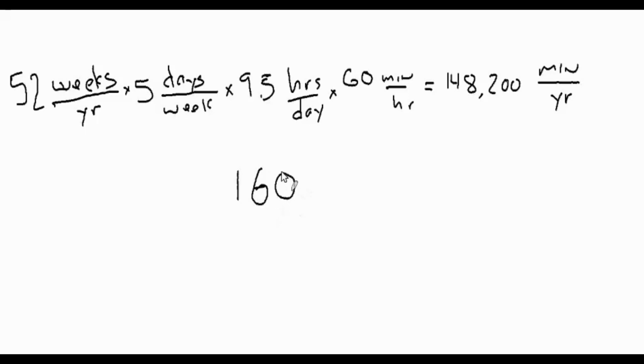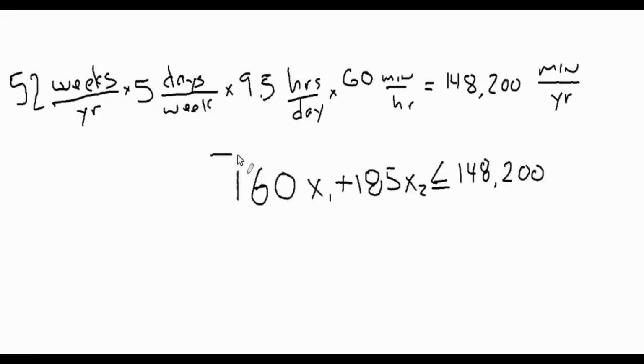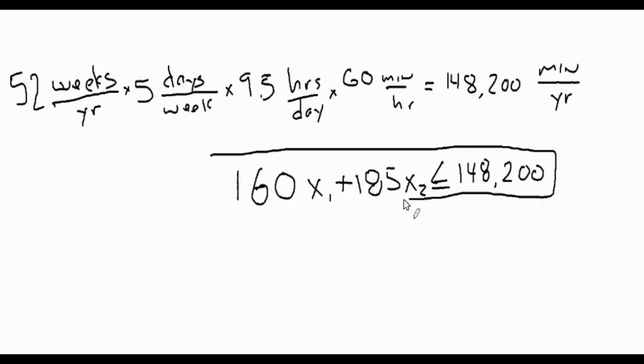Which means that when we write this down, you get 160 x1 plus 185 x2 is less than or equal to 148,200. And this is all expressed in terms of minutes and is on an annual basis, that is per year. So this is our second constraint to the linear program. 160x1 plus 185x2 is less than or equal to 148,200.